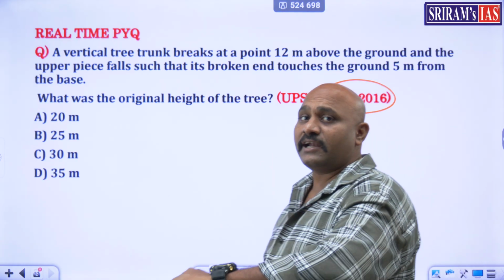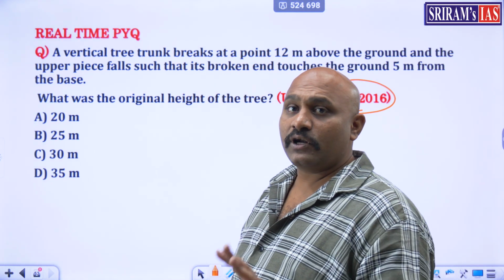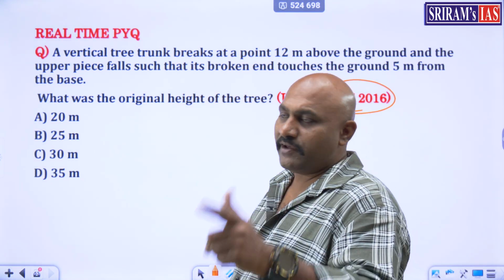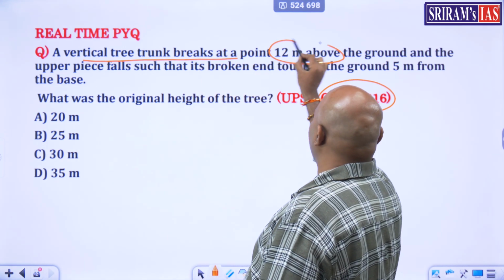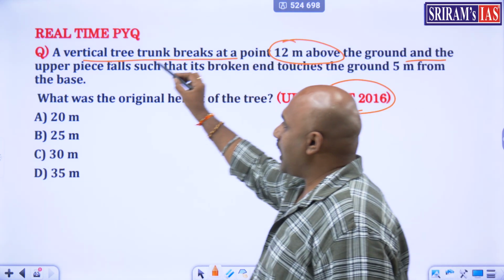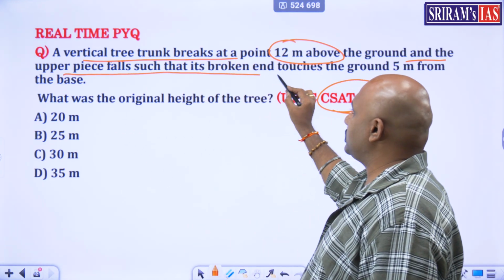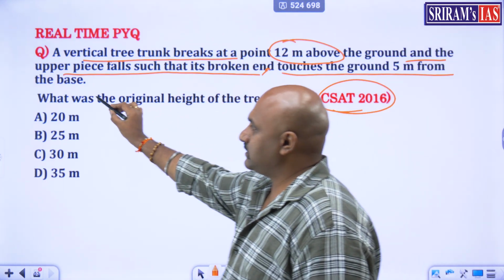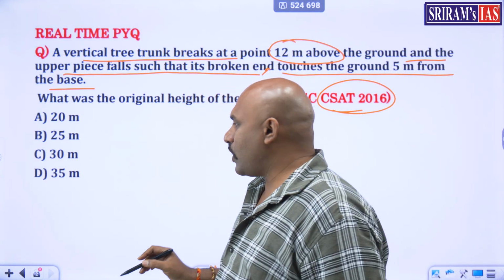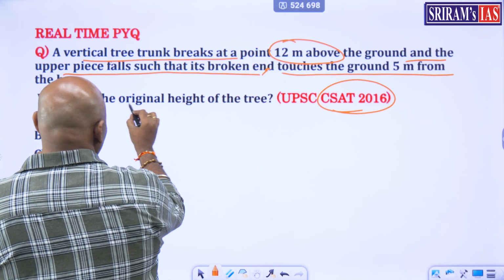So this is a very, very standard question that is being asked. It's based on right angle triangles. Very, very important. A vertical tree trunk breaks at a point 12 meters above the ground, and the upper piece falls but is not completely broken off. The broken end touches the ground 5 meters from the base. What is the original height of the tree?